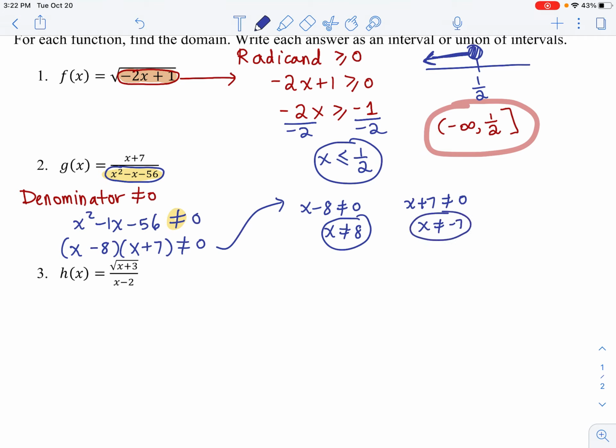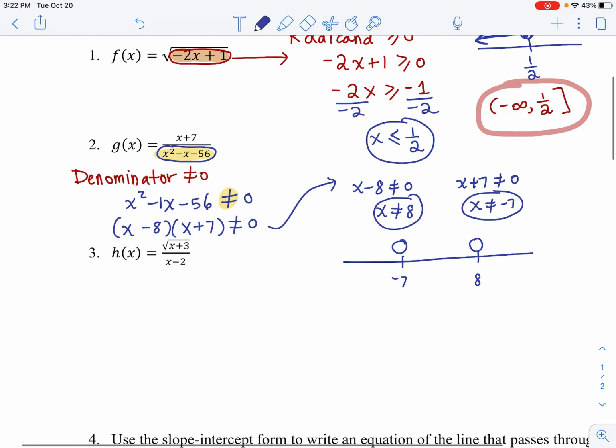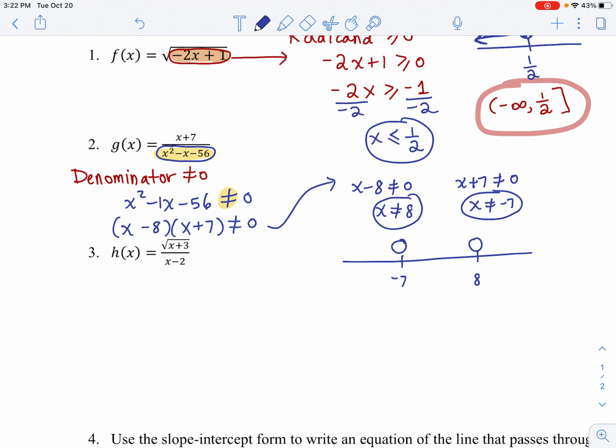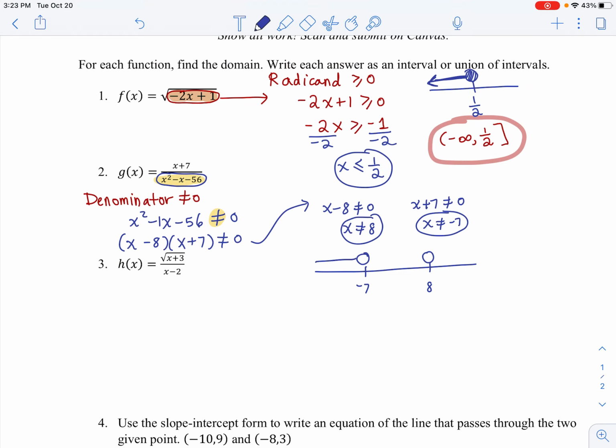Let me go ahead and graph this on a number line. Negative 7 on the left because it's smaller. 8 on the right because it's bigger. Both are open circles because these are holes. We can't have values at 8 or negative 7 because that's what's going to make the bottom of the fraction 0 if you plug them in. Go to the left, go to the middle, go to the right.